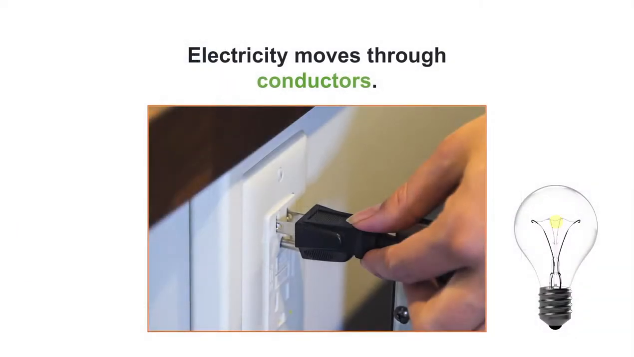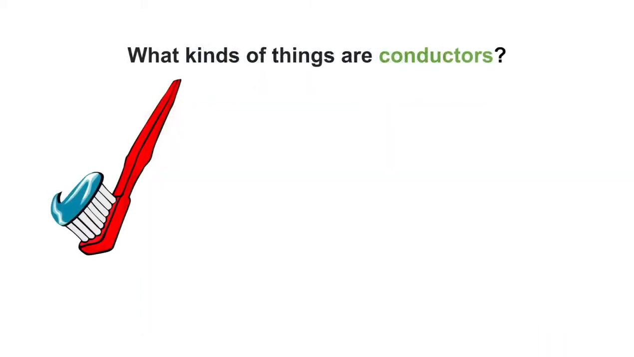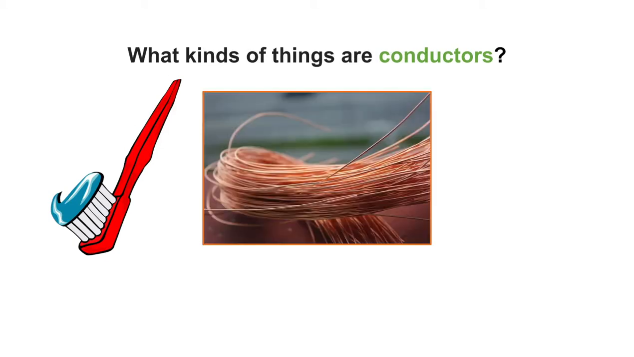So what kinds of things are conductors, do you think? Do you think a toothbrush is a conductor? No. Is it made of metal? No. What is it made of? Plastic. Yeah, plastic. Okay. Money. What about some wire?